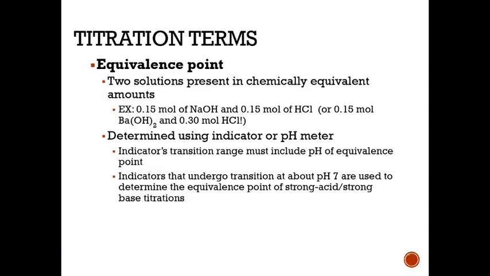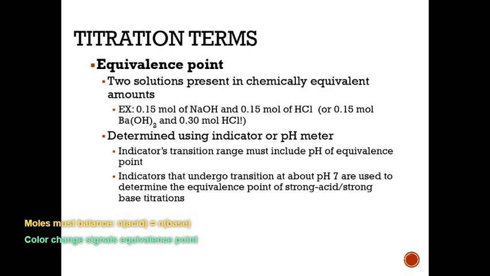Now let's talk about the equivalence point. This is the exact moment when your titration is complete. It's when you've added just enough standard solution so that the moles of acid and base are perfectly balanced, chemically speaking. Notice the example. 0.15 moles of NaOH neutralizes 0.15 moles of HCl, but it takes 0.30 moles of HCl to neutralize only 0.15 moles of Ba(OH)2, because that base has two hydroxide ions.